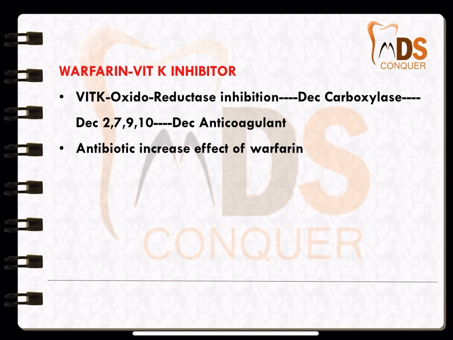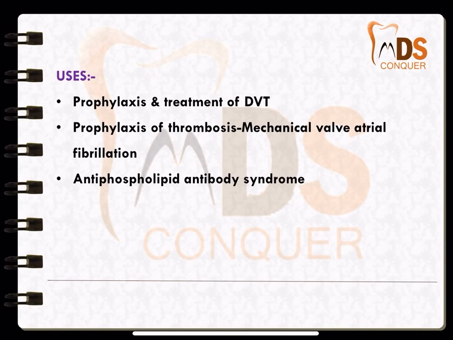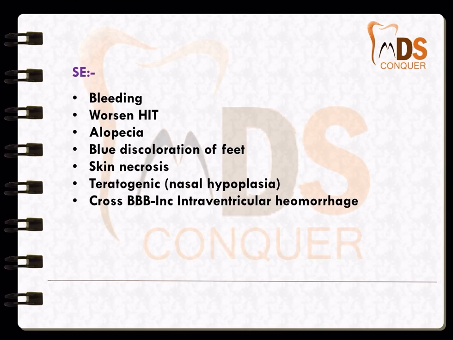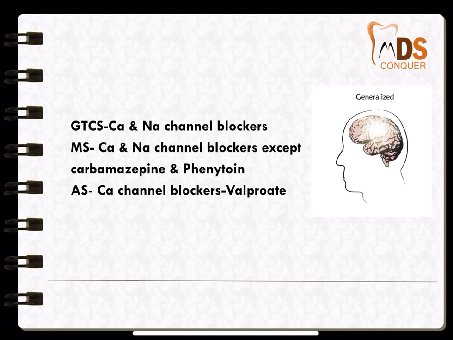Next, Warfarin, which is a vitamin K inhibitor. Okay, so dependent factors 2, 7, 9 and 10. And next, uses for DVT prophylaxis and treatment, for thrombosis prophylaxis and antiphospholipid antibody syndrome. Okay, side effects, obviously all these anticoagulants' main side effect is bleeding, so it worsens the HIT, alopecia, blue toes, discoloration of feet, skin necrosis, and it's again teratogenic because it causes nasal hypoplasia and it crosses the blood-brain barrier. Okay, so these are the side effects. Okay, with this we are done with the anticoagulants.